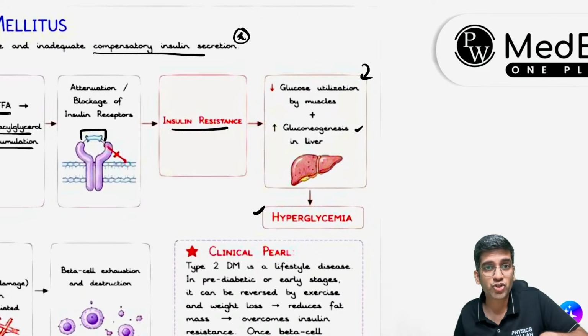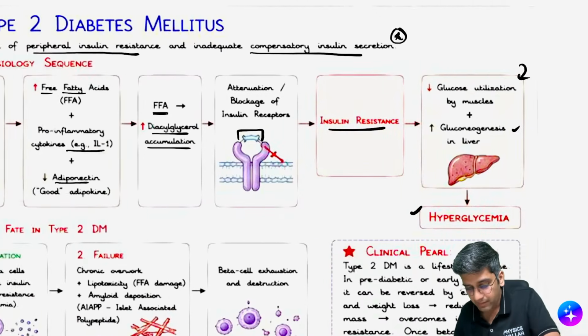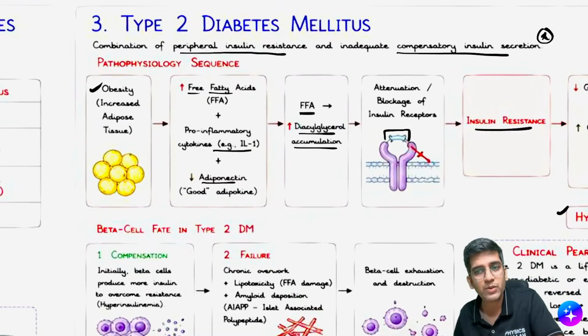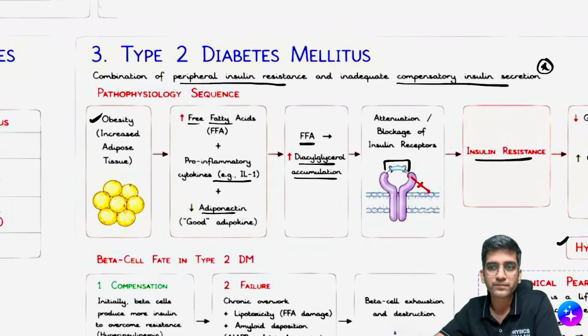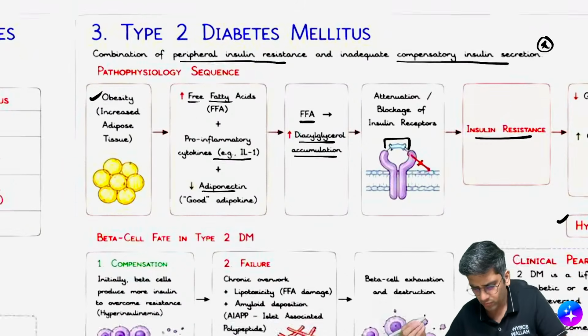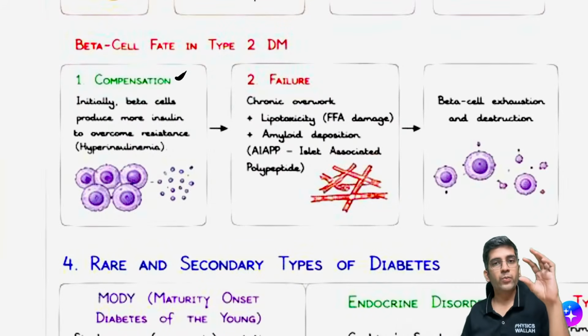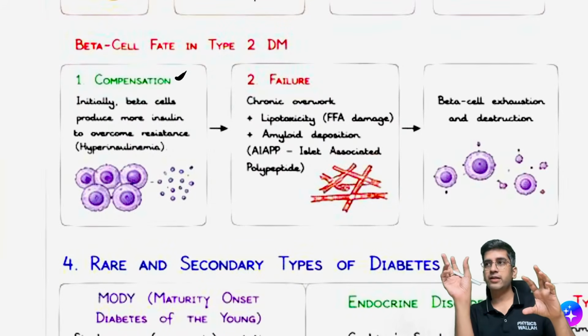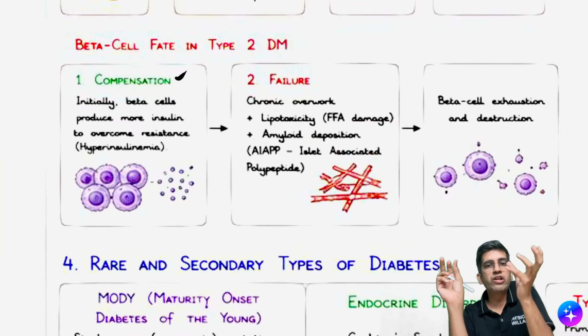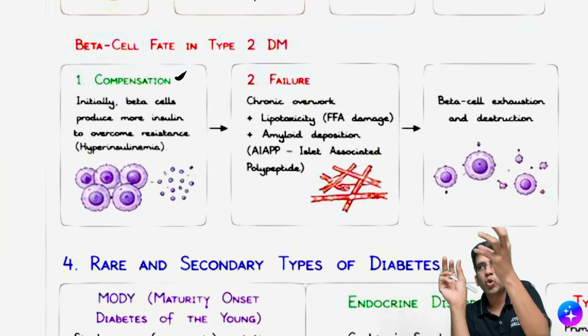Now the problem does not stop here. The moment my body has hyperglycemia, can anyone tell me how will my pancreas react? Pancreas reacts in a simple way. It will produce more beta cells, more insulin, right? Initially, I'll have a compensatory phase where my pancreas will say, okay, there's an insulin resistance, I'll produce more insulin, a competitive inhibition to overcome the resistance.